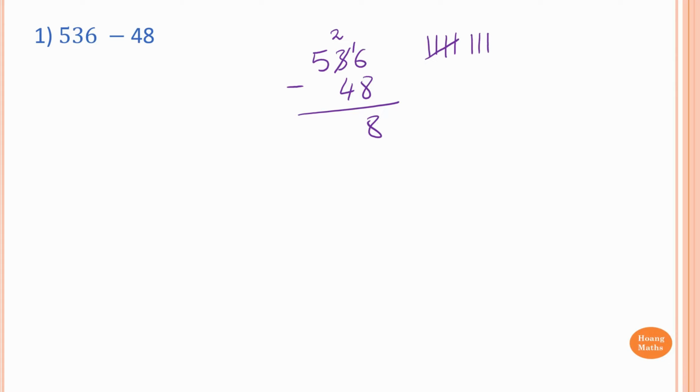See, 8. And then 2 take away 4, you cannot. You borrow 1 from 5, so this becomes 4 and this becomes 12. So 12 minus 4. We use 10 minus 4 is 6, add 2 is 8. Write 8 down. And the 4, we just write this down. So the answer is 488.